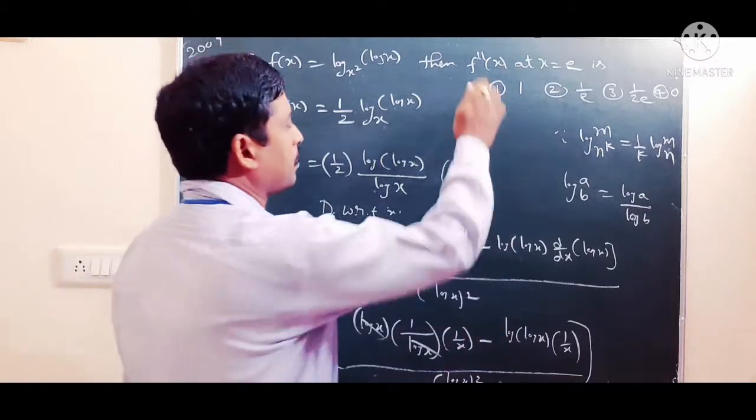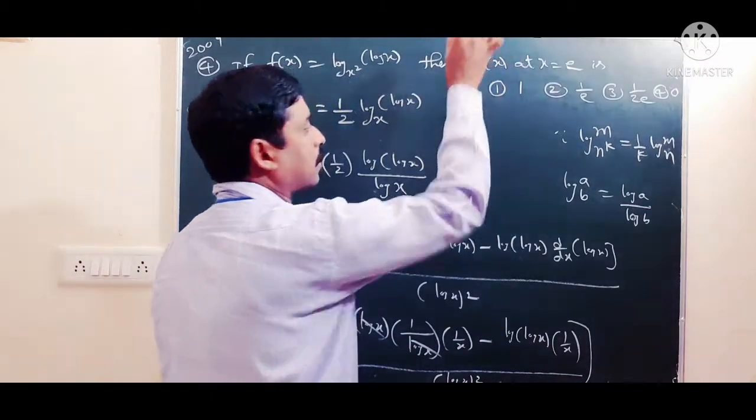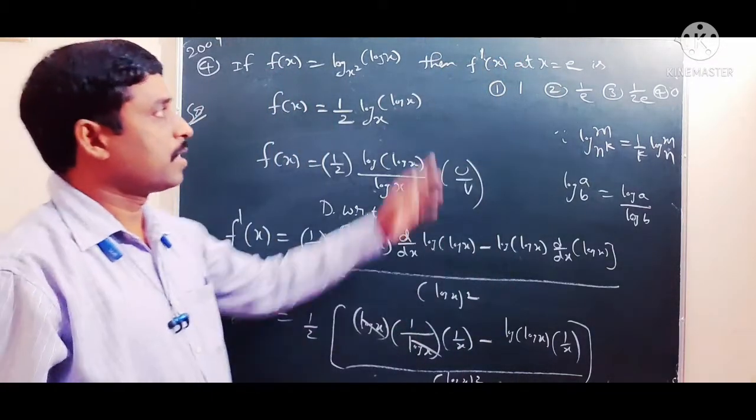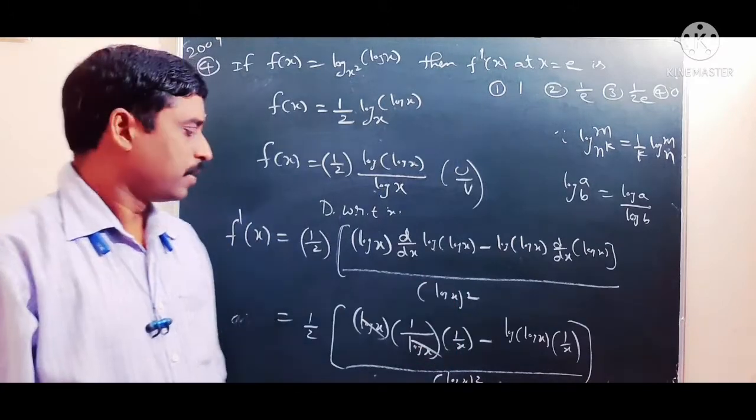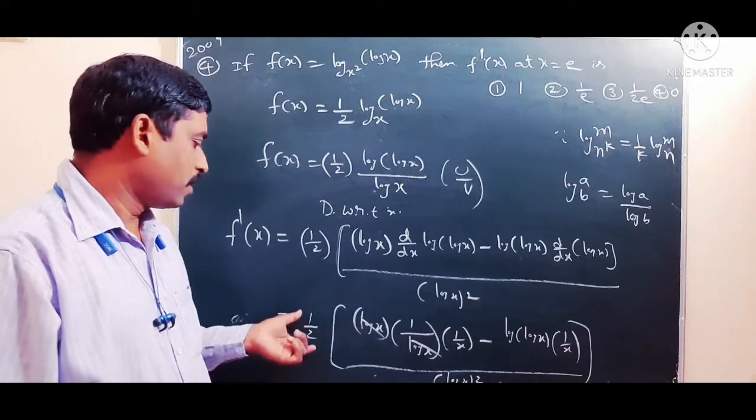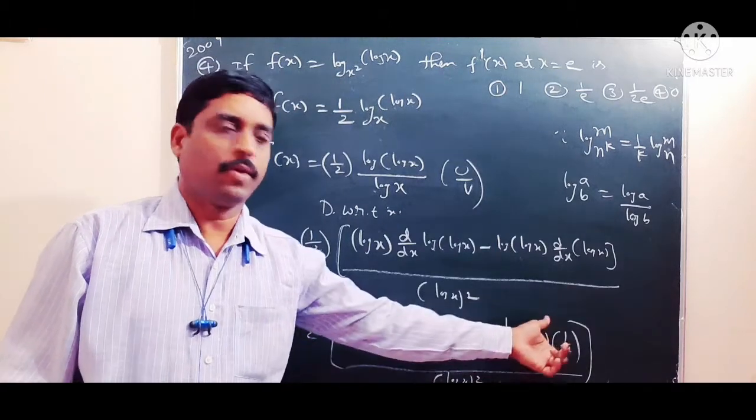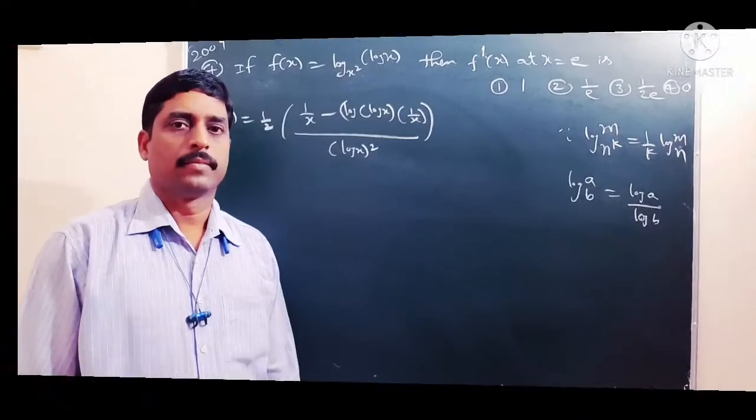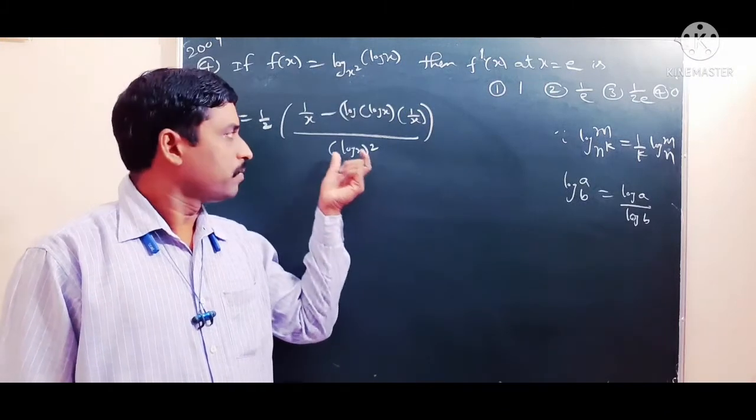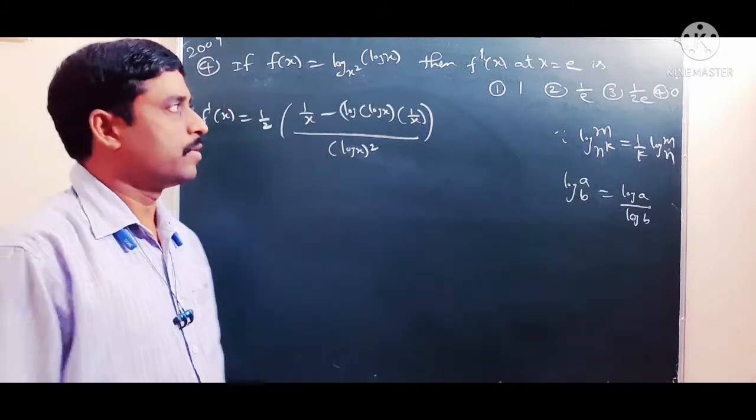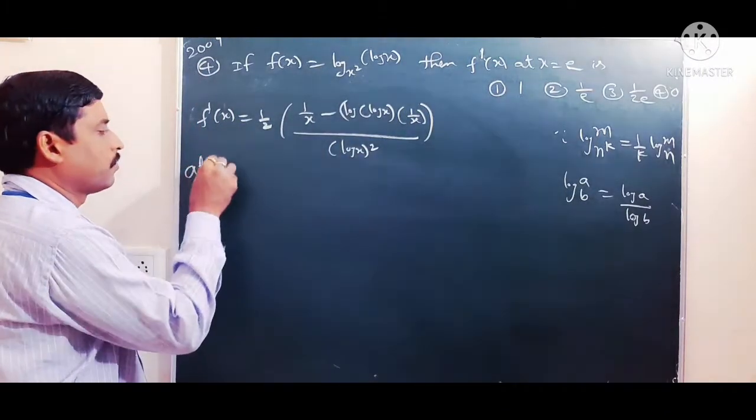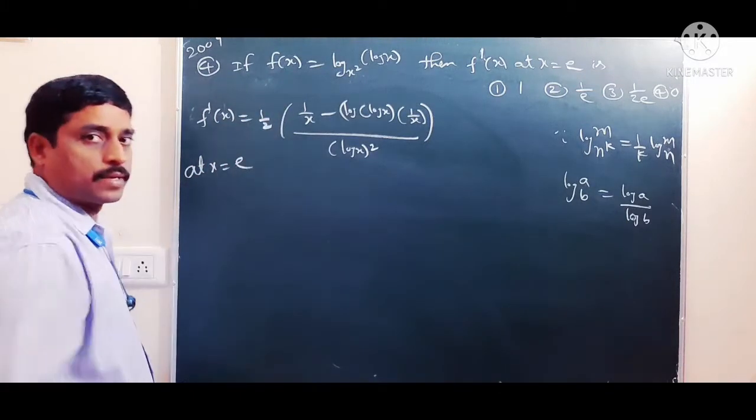In the statement, only f dash x is given, not f double dash x. So f dash x at x equal to e. We got f dash x as 1 by 2 times (1 by x minus log of log x into 1 by x) by (log x) whole square. We got this value at x equal to e, and we have to find the f dash x value.